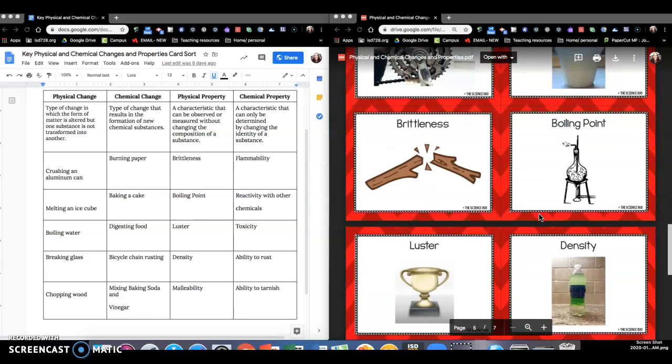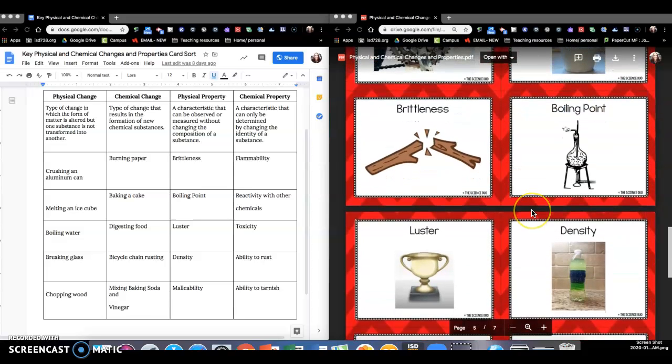Then we go into the properties. I think a lot of people were confused about the difference between a change and a property. A change is when it's actually changing form or changing into something else, whereas a property is just a way to describe it. Physical properties are characteristics that we can observe or measure without changing the composition of the substance. So we can look at it and determine it without changing what it is.